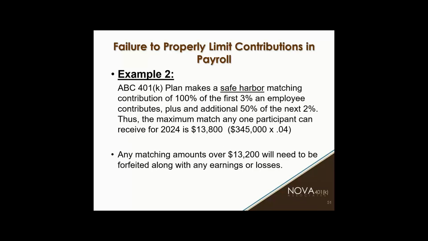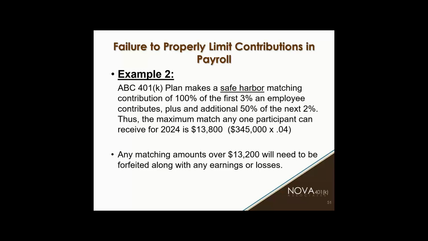Different example: we have a lot of safe harbor plans. I'm sure quite a few of you have safe harbor plans. The safe harbor formula is 100% of the first 3% and 50% of the next 2%. That formula caps out at 4% of pay. So if you take 4% of $345,000, with a basic formula safe harbor match, no one should ever receive more than $13,800 in the plan. Period. If they go over that amount, we're going to have to refund some of the money.